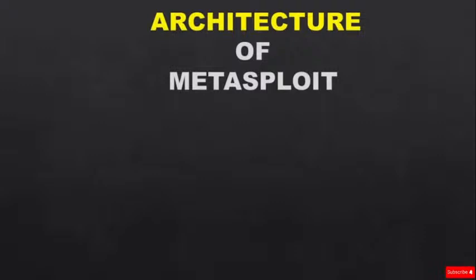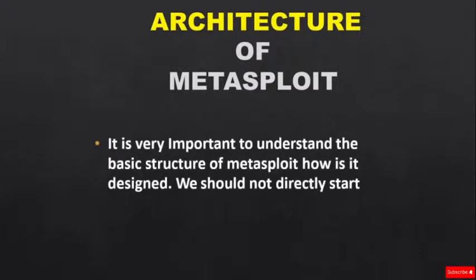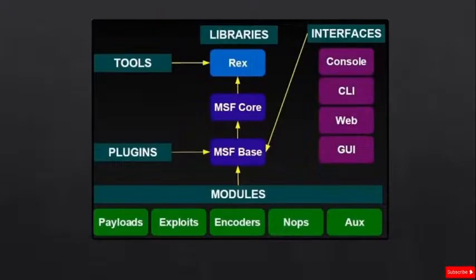Now, the architecture of Metasploit. It is very important to understand the basic structure of Metasploit and how it is designed. We should not directly start with exploiting targets, right? Let's start with the architecture. In libraries, we have Rex, MSF Core, and MSF Base. Rex is the basic library for most tasks. It handles sockets, protocols, text transformation, and others.